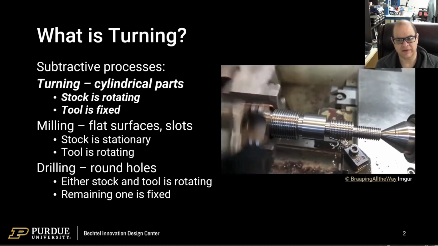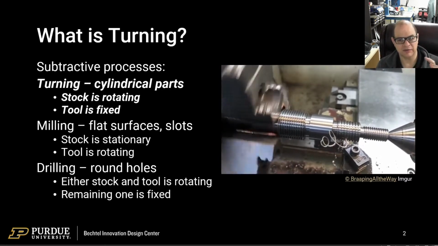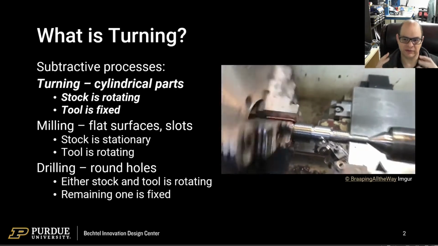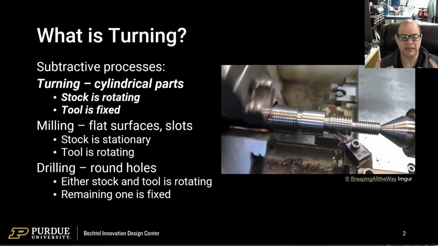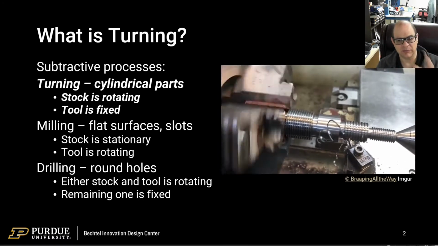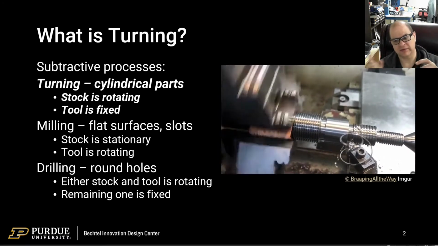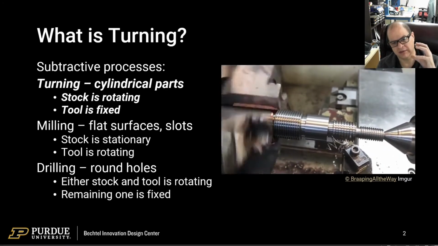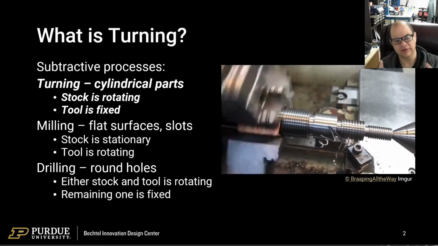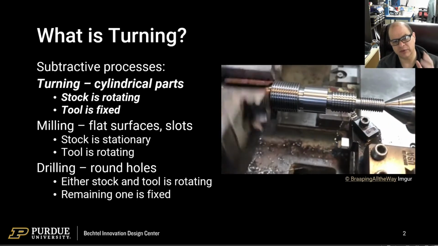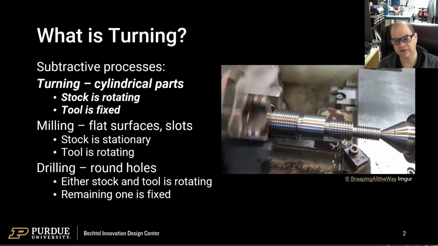Turning is fantastic at producing cylindrical parts or parts with helical threads on, and it involves the stock of material being spun while the tool remains fixed. Now, the other two processes are milling, where the stock remains fixed and the tool spins against the stock, and drilling, which you can do either way, but is producing round holes. We will talk about those in other videos, but turning is our focus now.